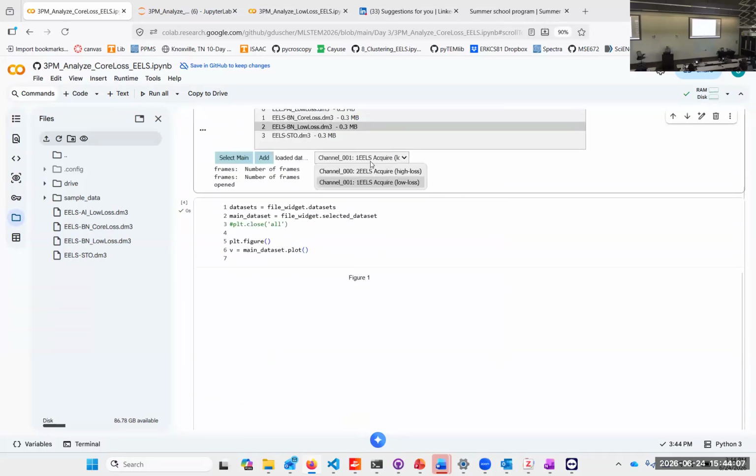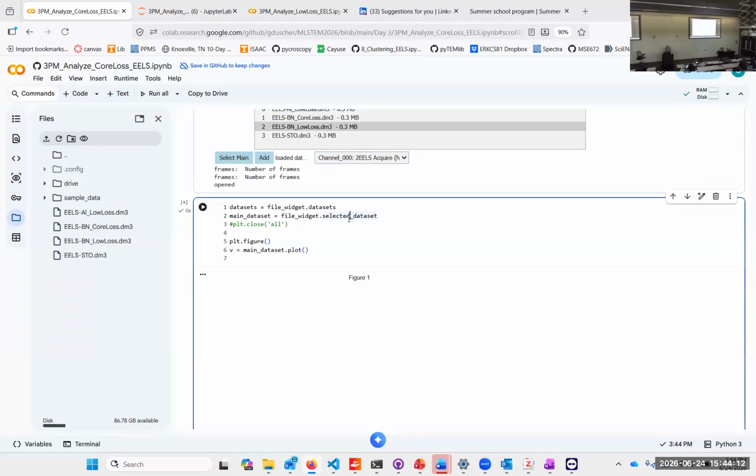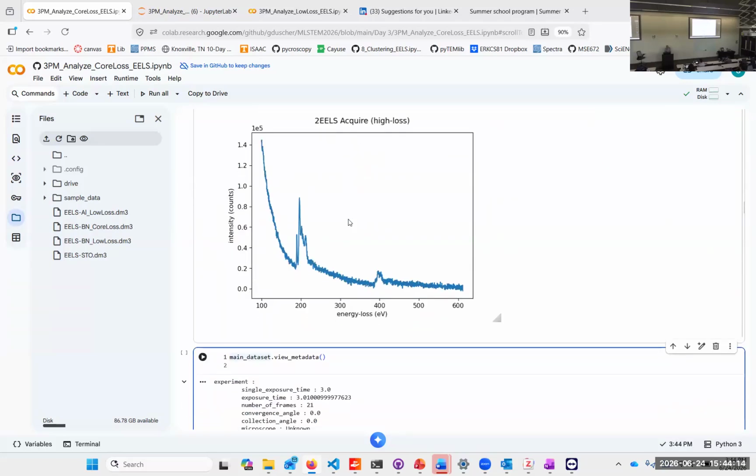I didn't select the one I wanted. I wanted to have the high loss, the core loss spectrum. So here we have boron and nitrogen.